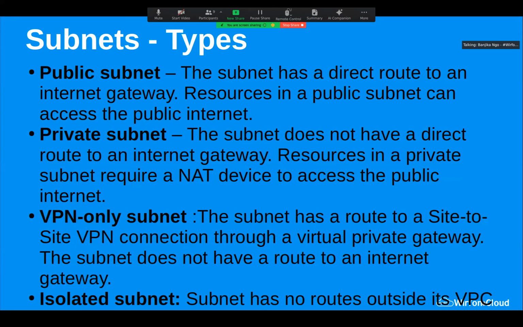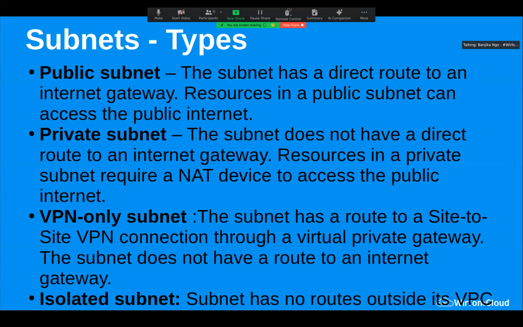So when you think of a public subnet, you just think of the public internet, you think of an internet gateway, a route pointing from that subnet to the internet gateway, and we'll talk about routing shortly. When you talk about a private subnet, it does not have a direct route to the internet gateway, but there is something called a NAT gateway that we'll also talk about. So resources in your private subnet will always require a NAT device to be able to access the internet.